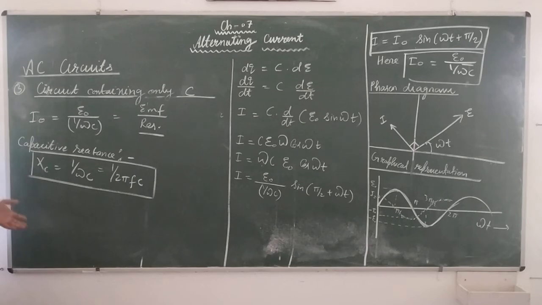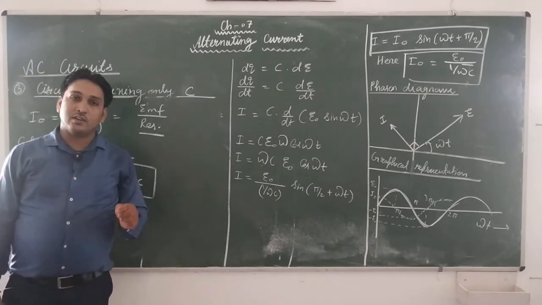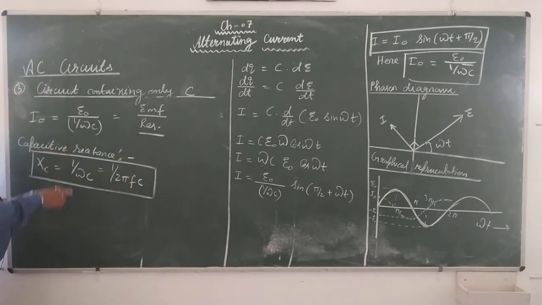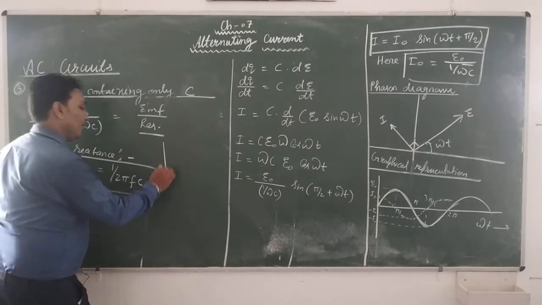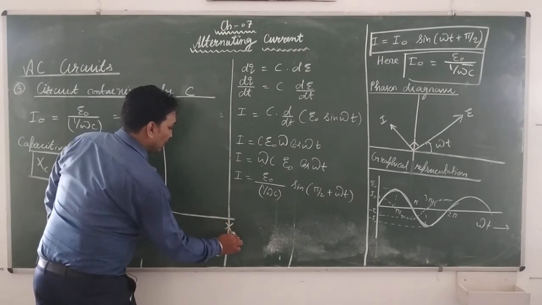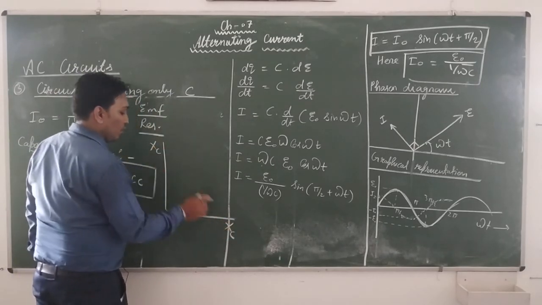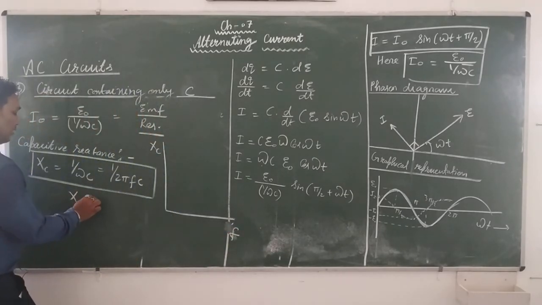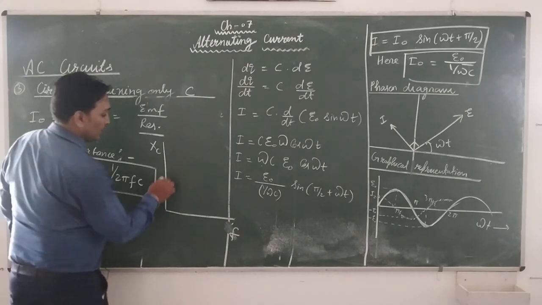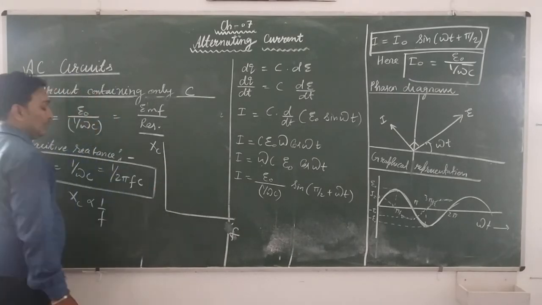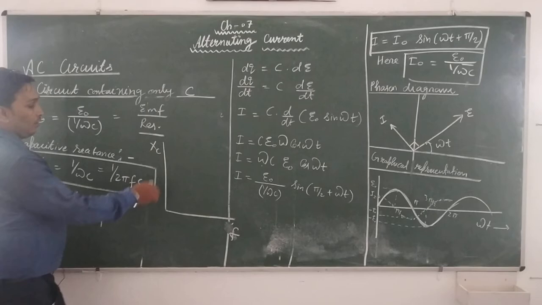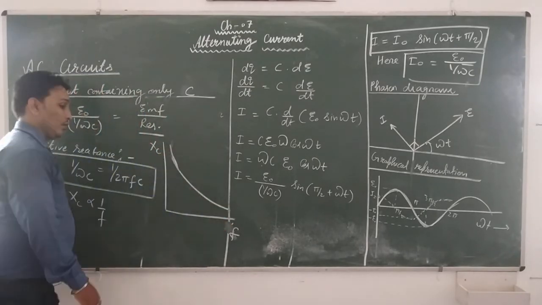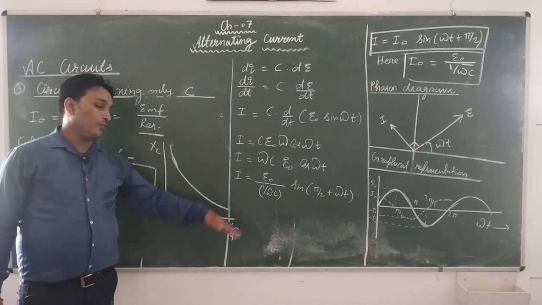How will it be defined? We will say that it is the effective resistance that a capacitor offers to AC. If you plot a graph to show the variation of Xc with respect to frequency, from here it is clear that Xc is inversely proportional to frequency. So the graph is basically 1 upon F. The graph is like this. Xc is inversely proportional to F.